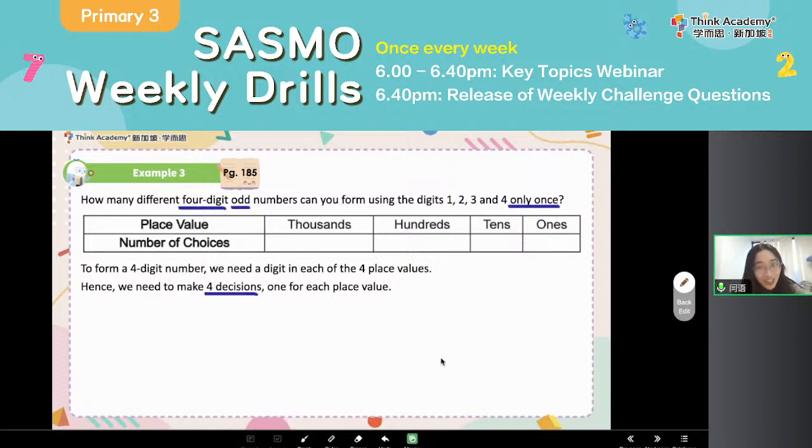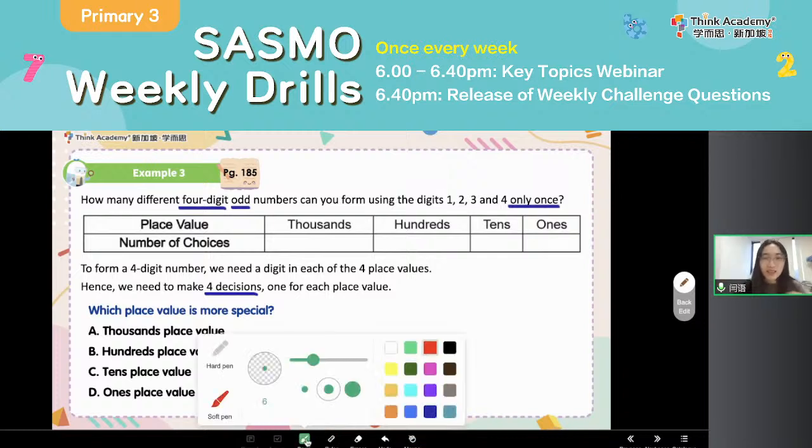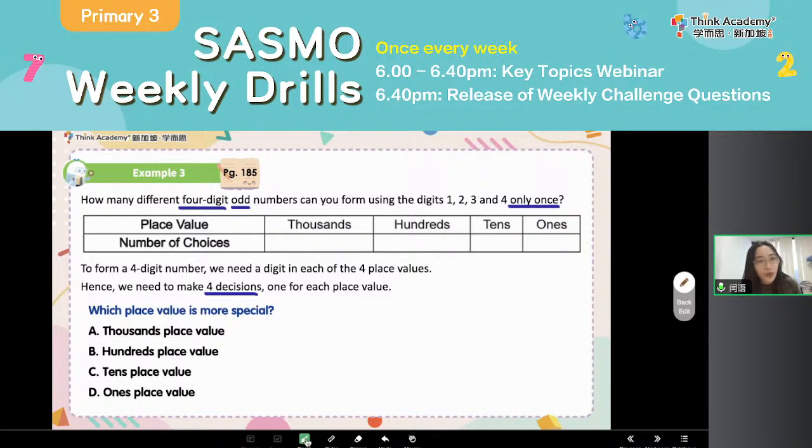So, is it addition or multiplication? And following this, think about it. According to the question, 4-digit odd numbers. So which place value is more special in this way? Which one is more special? Is it the thousands one, or the hundreds one, or the tens one, or the ones one? Which one?